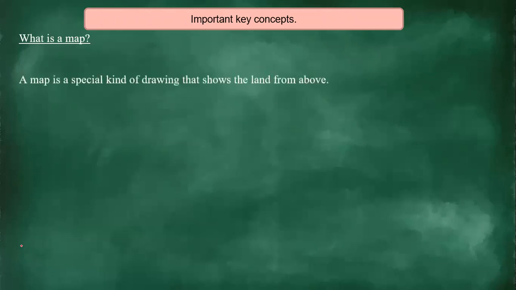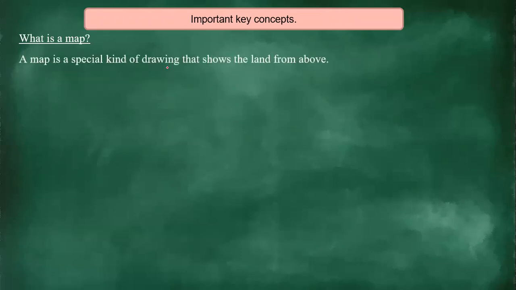Yes, let's move. A map is a special kind of drawing that shows the land from above. It shows other countries, as Mildred has said. It shows the likes of South Africa. It shows all the countries that you know, okay?